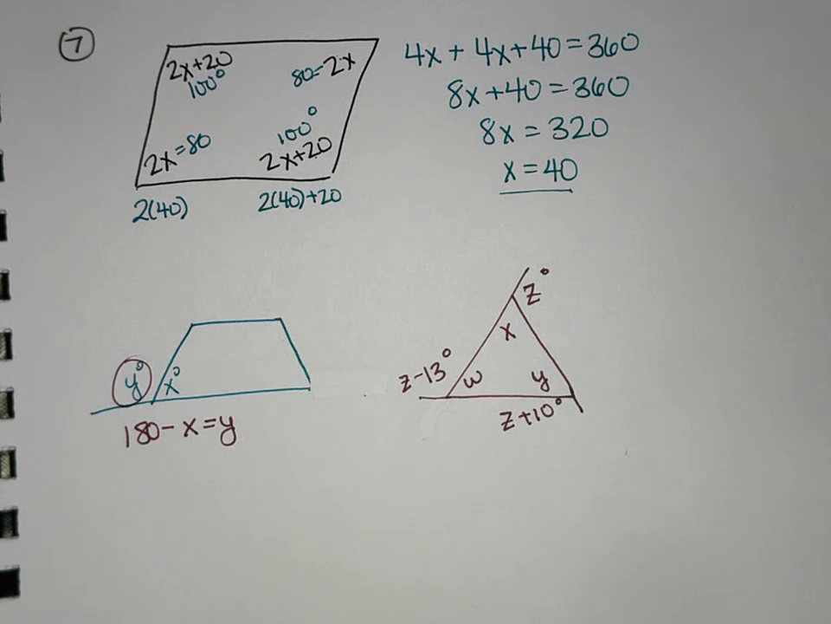Adam? When you're setting it up, can you do 3z instead of writing all that out, or do you have to write all that out? If you want to start by just combining like terms and doing 3z minus 3 and then equals 360, that's fine. I just need to see some sort of equation, not just an answer.